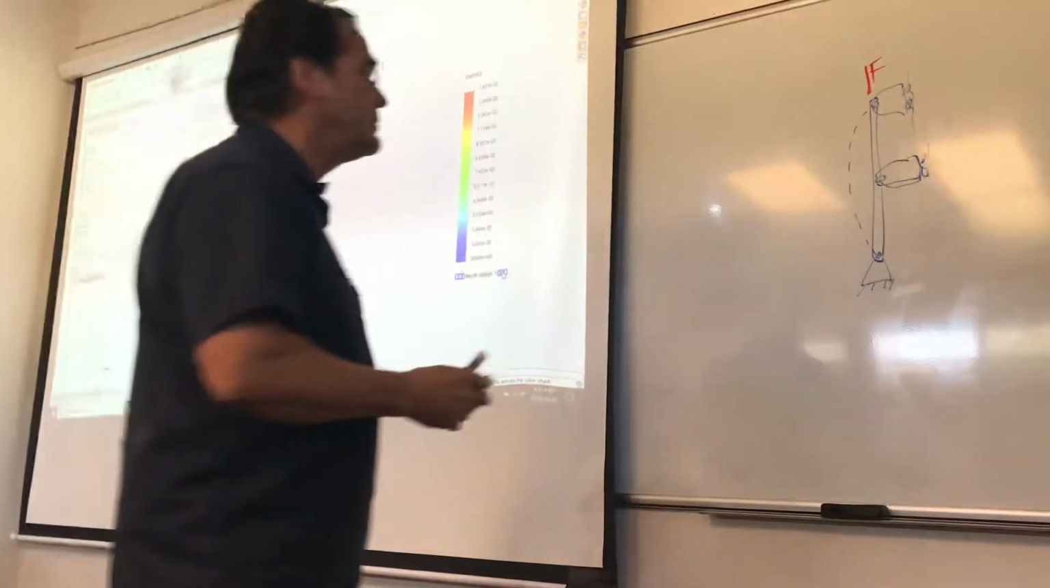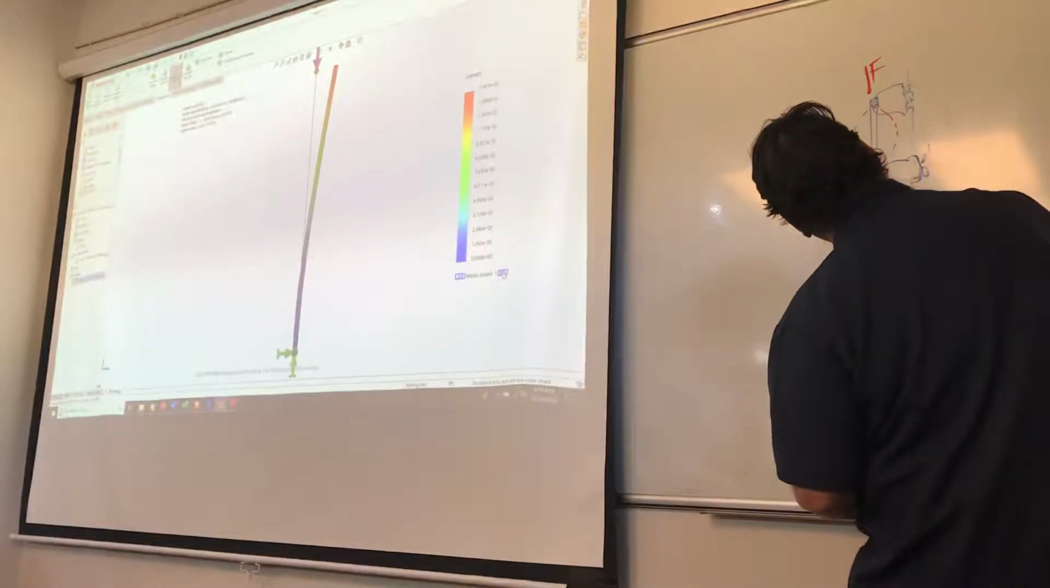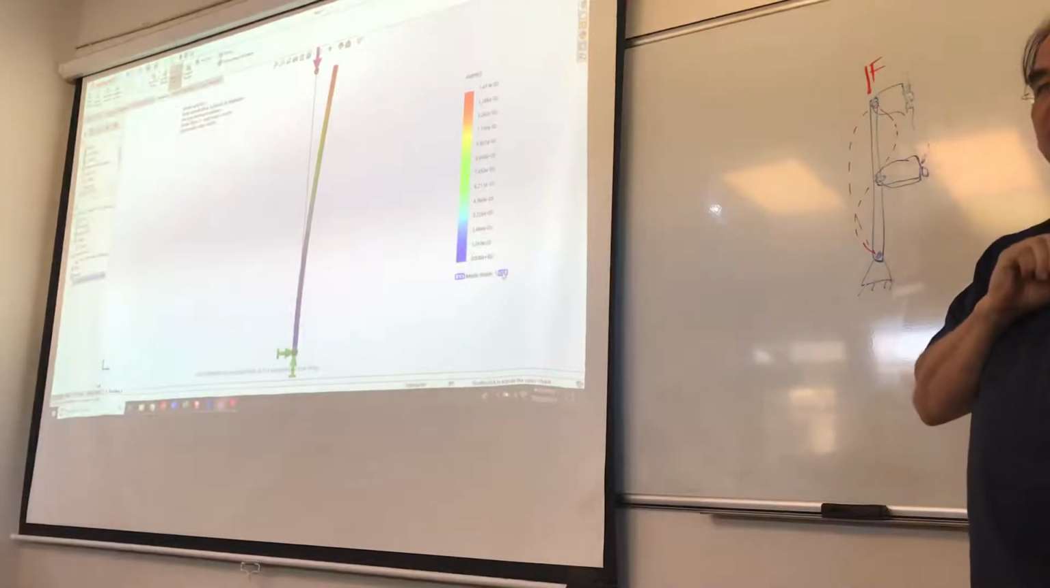So now, what is your next buckling mode? Well, your next buckling mode is going to be one that's going to go like this, right?